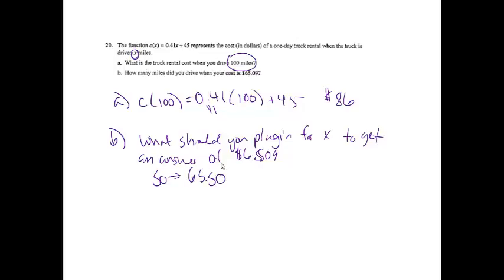So I'm just going to double check that. So 50 times 0.41 plus 45. Yes, so I got 65.50, which is close to 65.09. I'm going to go down a little bit, maybe 49. Let's see. So 0.41 times 49 plus 45. Oh, I hit it, 65.09. So we must have driven, it said how many miles did you drive? We must have driven 49 miles to get that answer.